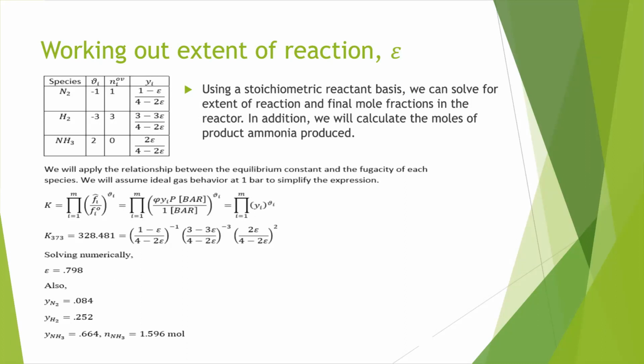Solving numerically, we find that the Haber-Bosch process generates 1.596 moles of ammonia for every mole of nitrogen gas fed.